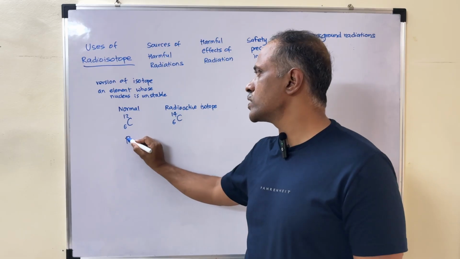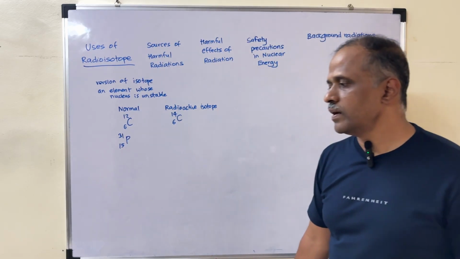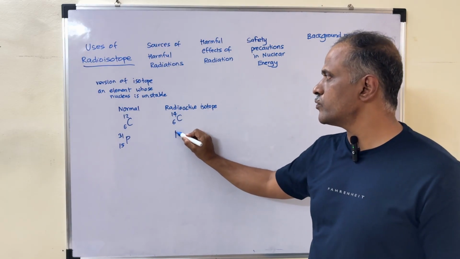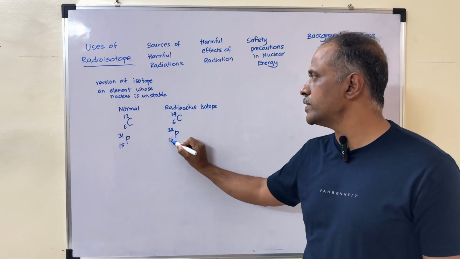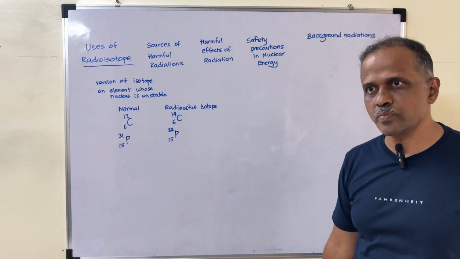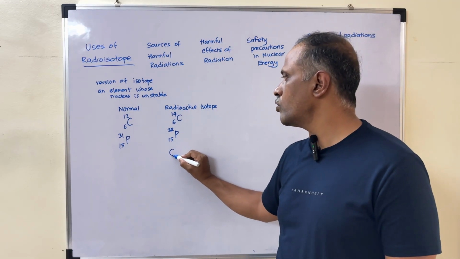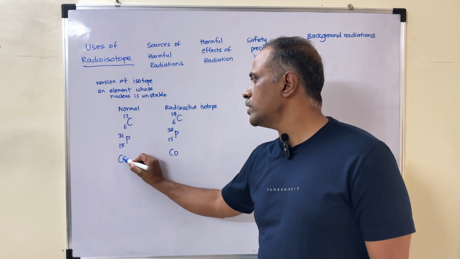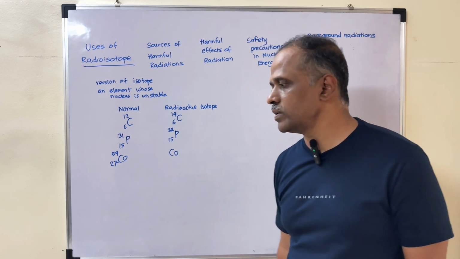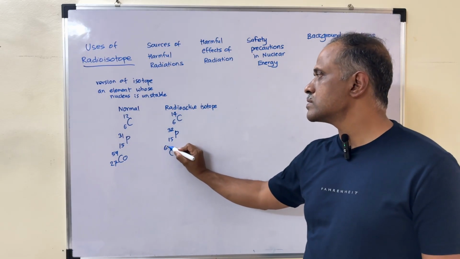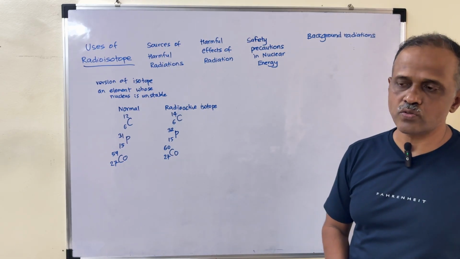Similarly, it goes for phosphorus. Phosphorus, as you know, has mass number 31 and atomic number 15. Phosphorus 32, 15 will be a radioactive isotope. Similar thing goes for cobalt. We know that cobalt 59, 27 is normal, but cobalt 60, 27 is a radioactive isotope.